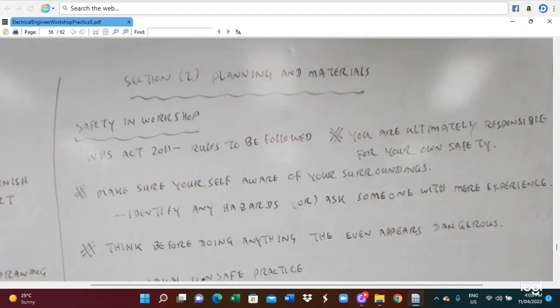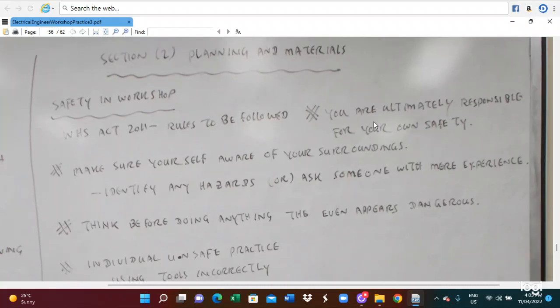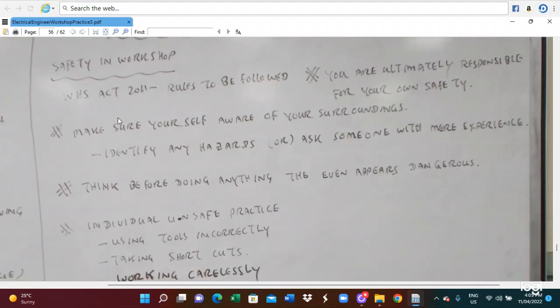So this is for the planning of the material. Safety in the workshop. In this case, we have to observe the WHS 2011 rules to be controlled. You are ultimately responsible for your own safety. Make yourself aware of your surroundings. Identify any hazard or ask someone with more experience.